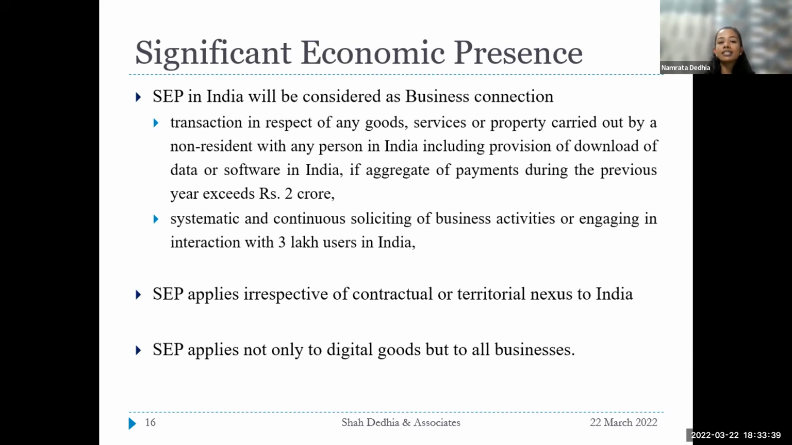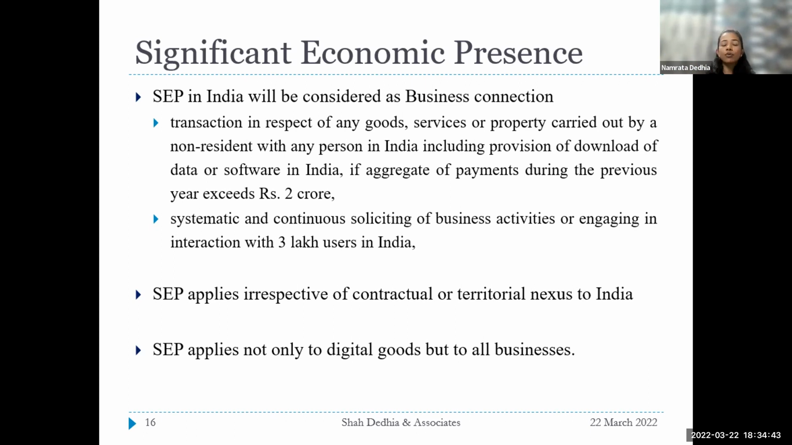The second limb of SEP talks of systematic and continuous soliciting of business activities or engaging in interaction with at least 3 lakh users in India. So this would involve, to my mind, the classic examples of this would be any advertisement that happens through social media or any marketing that happens through social media. You are scrolling on Instagram, you come across an ad, you click on it, you buy something from the website. You don't know whether the website is in India, outside India. You just buy. When you're making the payment, you realize probably that, okay, it is giving an option of payment in dollar or rupee, so it may not be a website in India, but you go ahead and buy. Now that non-resident who is systematically and continuously putting up such ads on Instagram or on Facebook for sale of goods is soliciting business, and it is engaging in interaction with 3 lakh users, with users in India.